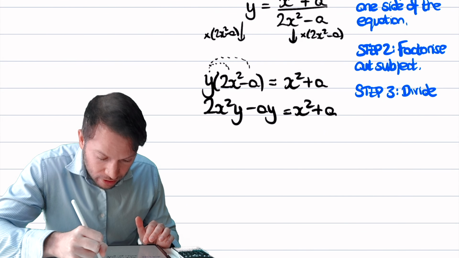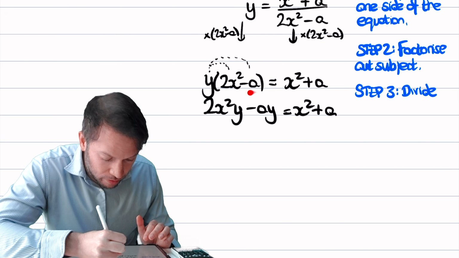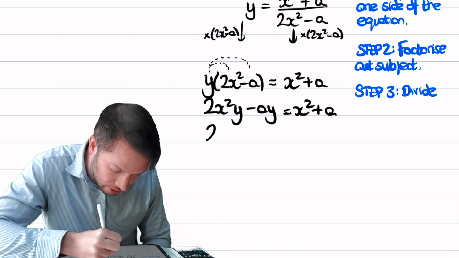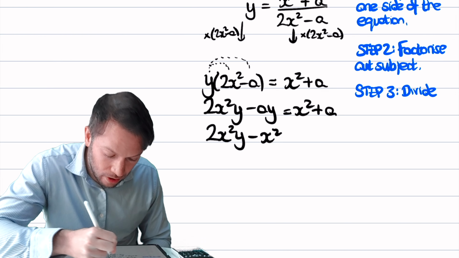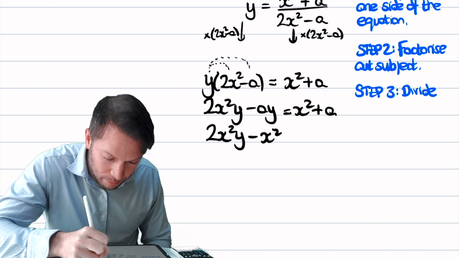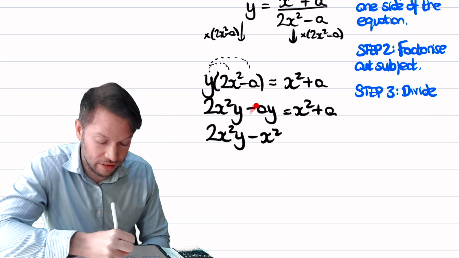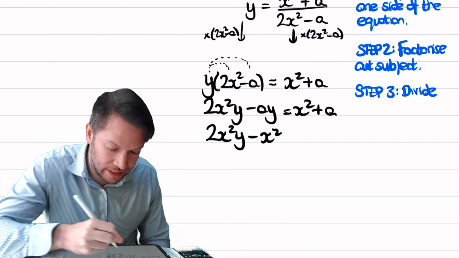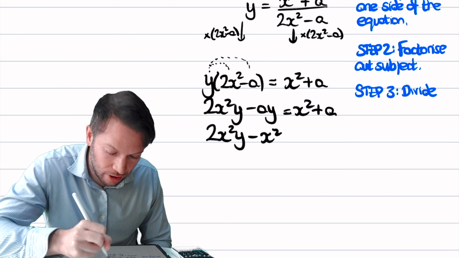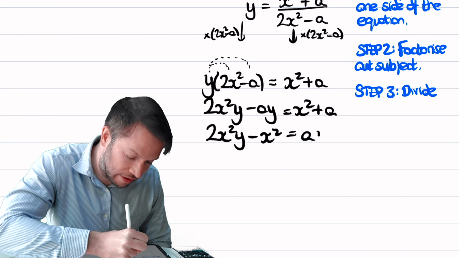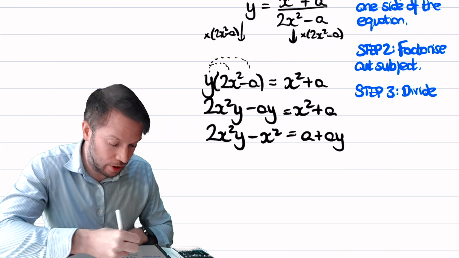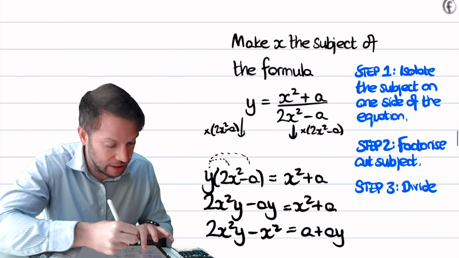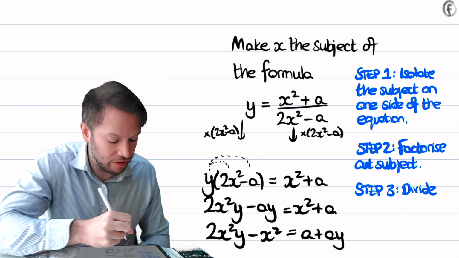So I'm going to subtract x squared to move it over to this side of the equation. So you change the sign, get minus x squared. And then I'm going to move this minus ay term, because it's not an x term, to the other side of the equation by adding ay to both sides. So I get a plus ay. And now the x terms are on the left and the non-x terms on the right. Great. So we've done step 1. We've isolated the subject on one side of the equation.